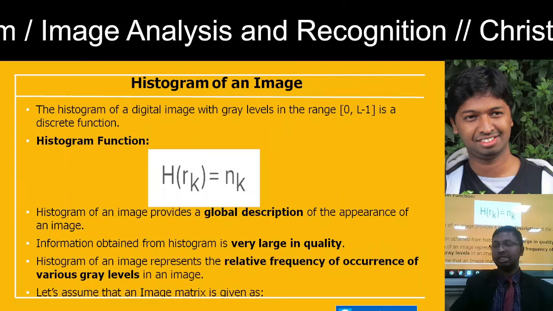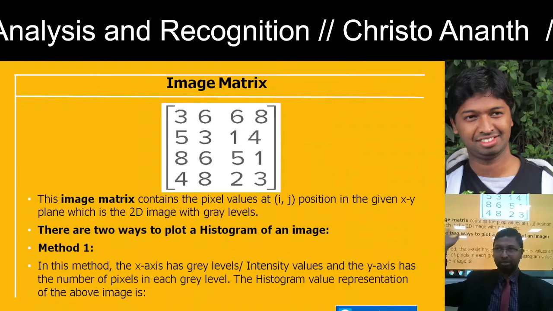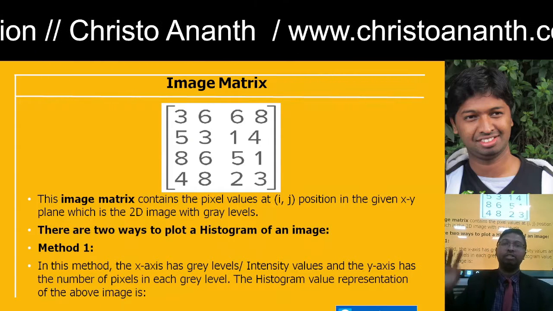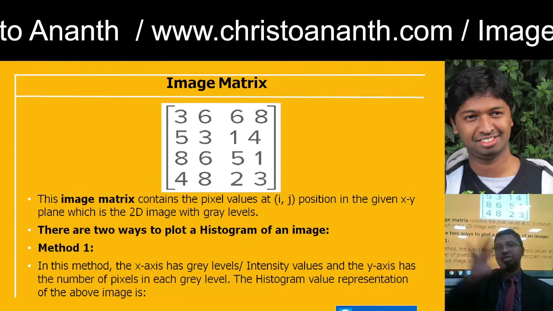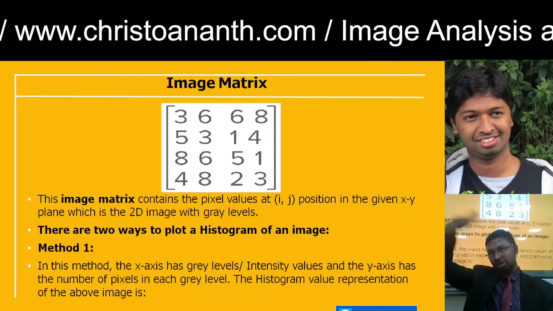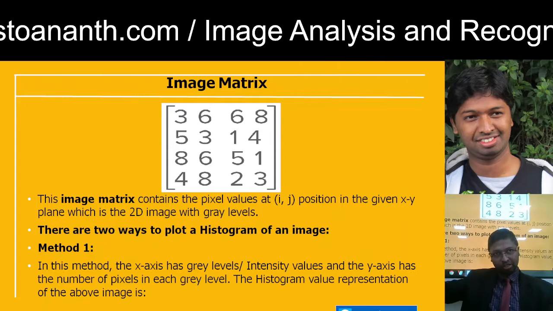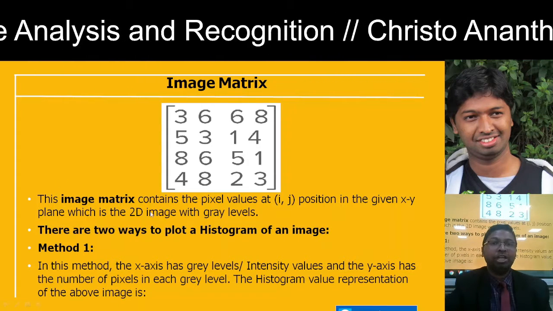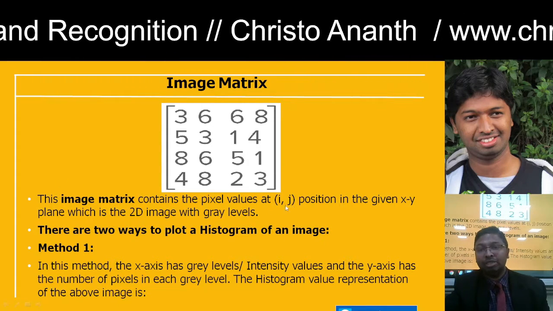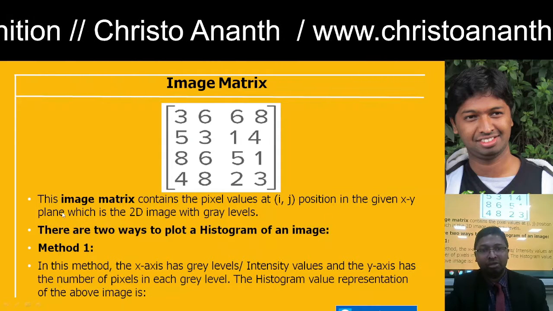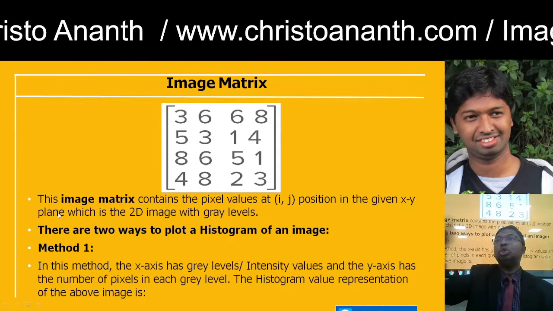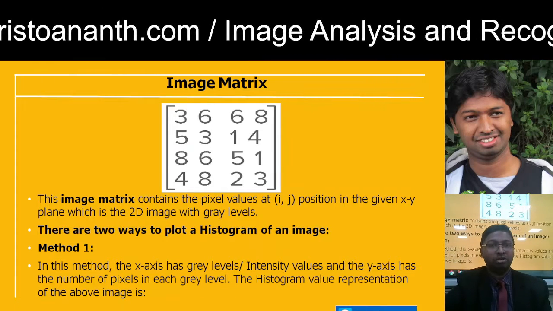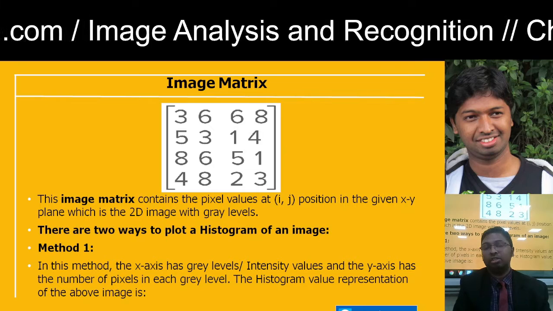Let us assume an image matrix: 3, 6, 6, 8, 5, 3, 1, 4, 8, 6, 5, 1, 4, 8, 2, 3. As I told you, rows, columns, I, J. The image matrix contains the pixel values at the I, J position in the given x, y plane, which is two-dimensional. Why do you call it two-dimensional? Rows and columns. There are two ways to plot the histogram of an image.